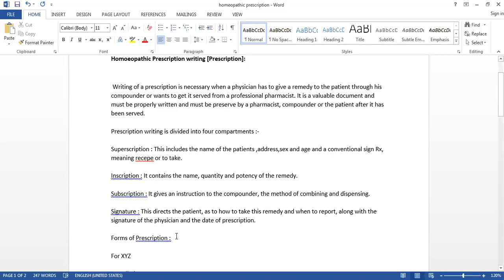The second part is of course important: the signature of the physician, the registration number given by the MCH, that is the Maharashtra Council of Homeopathy, and the date of the prescription. So this is the complete manner of the ideal prescription.